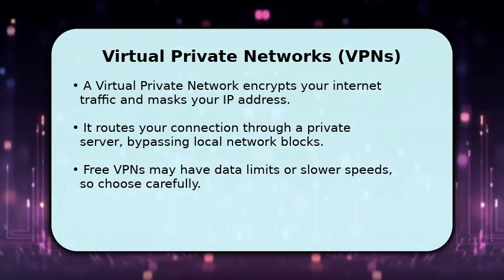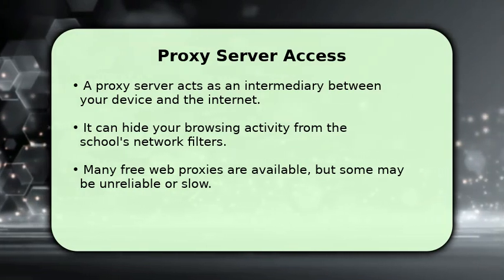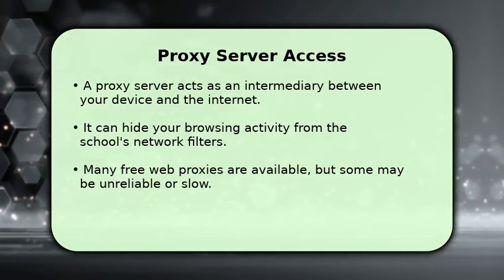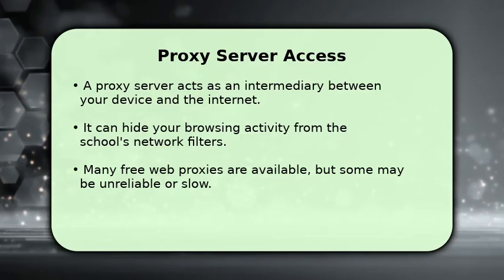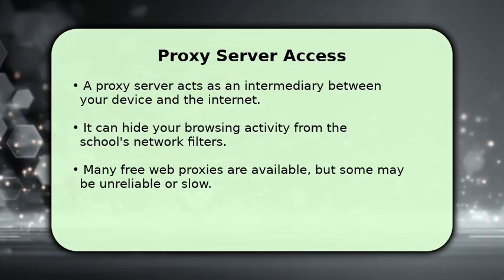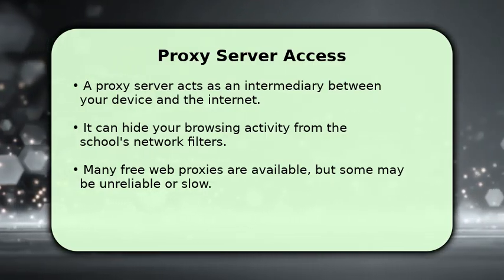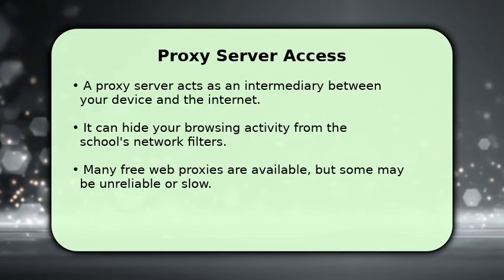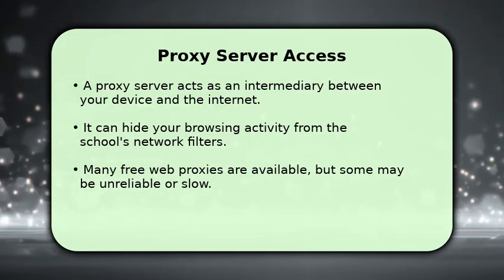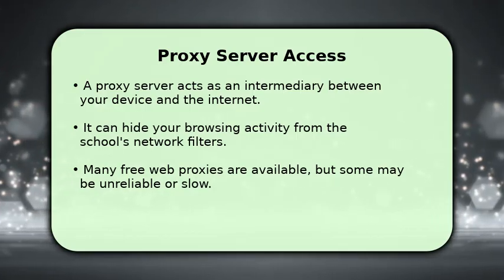or reduced speeds. Another approach involves using a proxy server. A proxy acts as an intermediary, sending your web requests through its own server before reaching the destination website. This can effectively mask your Chromebook's IP address and bypass the school's content filters, making it seem like the request is coming from the proxy server itself. While numerous free web proxies exist, their reliability and speed can vary significantly, so careful selection is key.